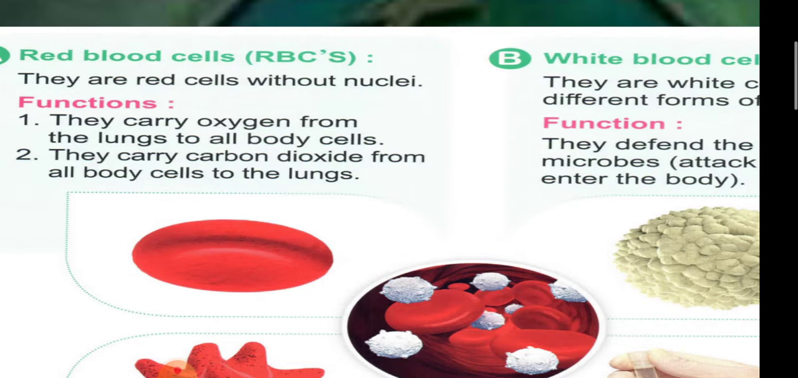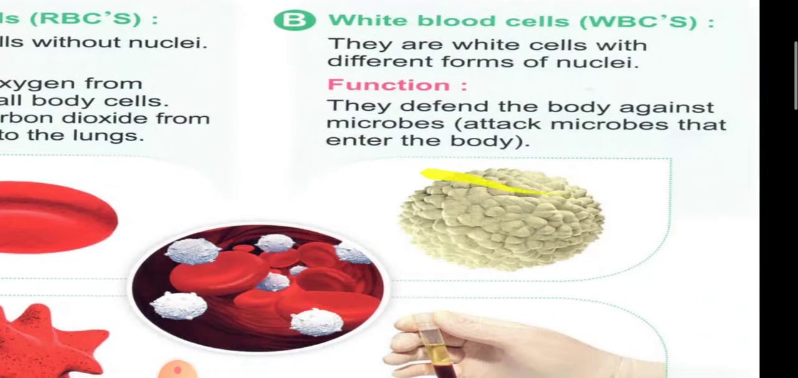So the red blood cells carry what? They carry the gases. They carry the oxygen from the lungs to all the body cells and then carry the carbon dioxide that's found inside our body to the lungs to get it outside through the breathing out process. Then we have the white blood cells.